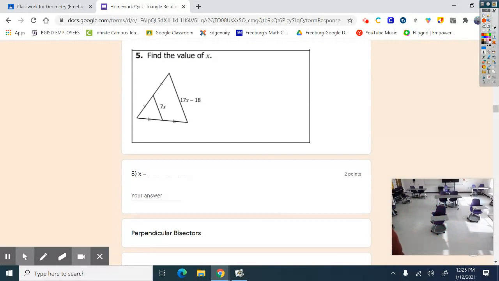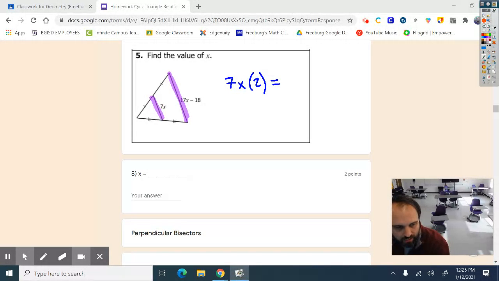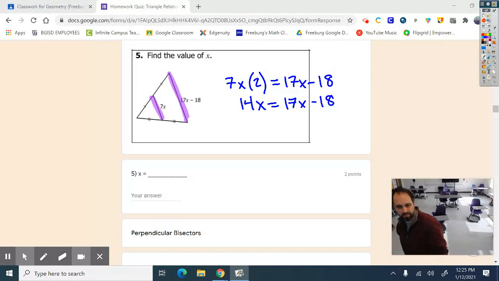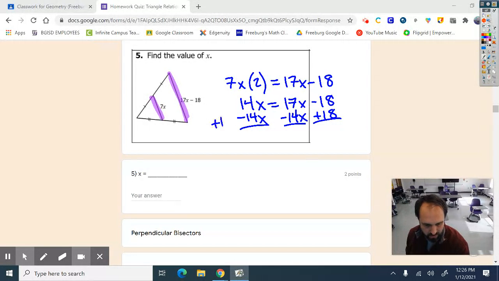All right, this one's a little bit more algebraic, same idea. I know my mid segment is half that of the full one. So if I take my mid segment and double it, multiply by 2, it will be equal to the base, 17x minus 18. So 14x equals 17x minus 18. I like keeping my x's positive, so I'm going to subtract the 14x over. And then I'm going to add the 18. You might choose to subtract the 17x, and that's totally fine too.